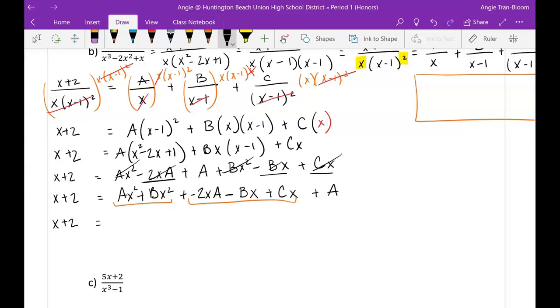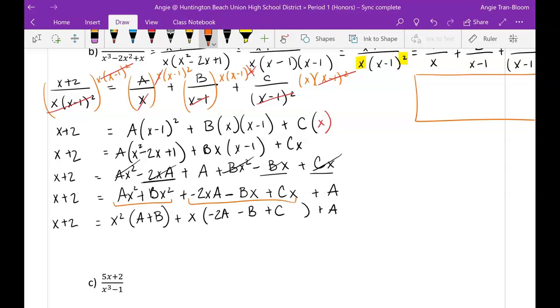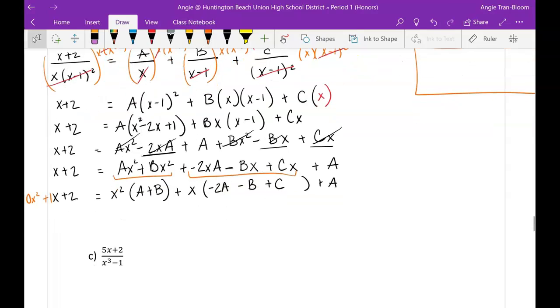Drop this down, take out the x squared. You're left with an a plus b. Over here, you will take out a positive x. Yes, always factor out positive x. You're left with negative 2a minus b plus c, and then drop down your a. Okay, so as you can see on the left-hand side, there is no x squared term. So that's 0 x squared term plus 1x, and then the constant's 2.